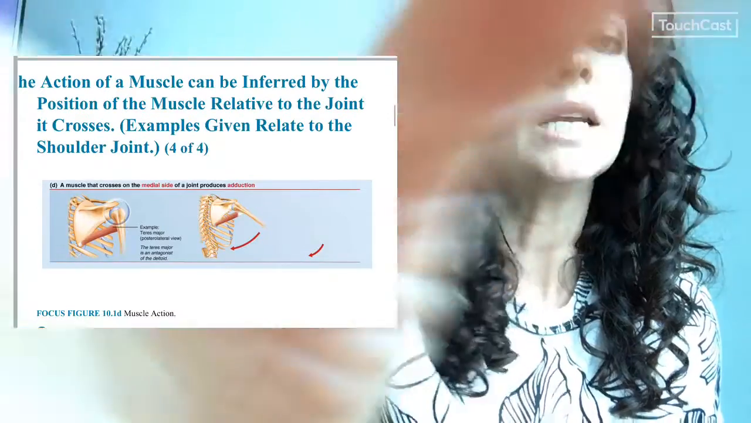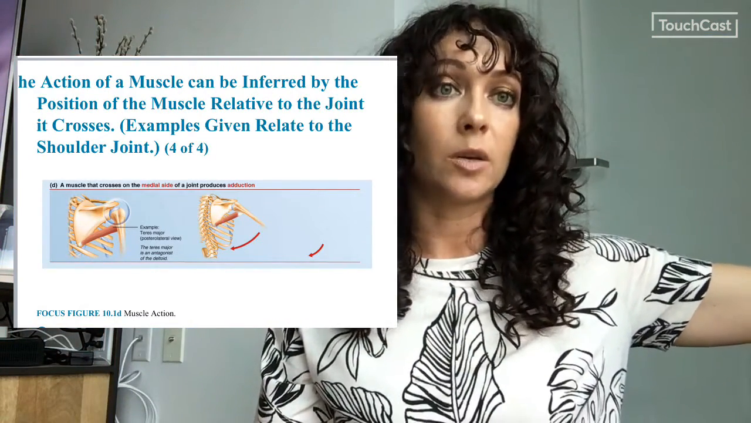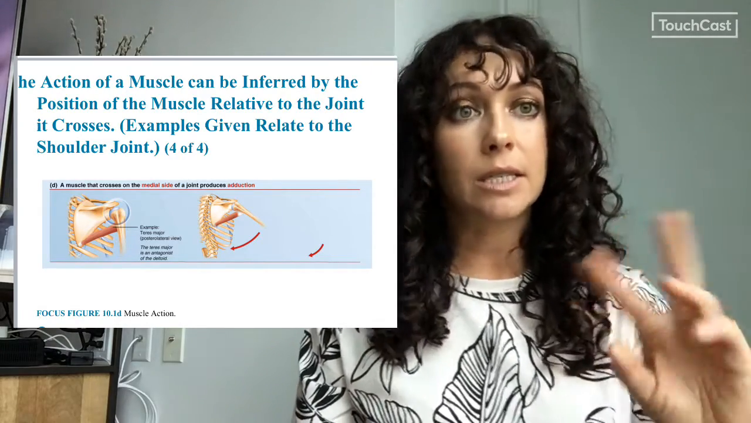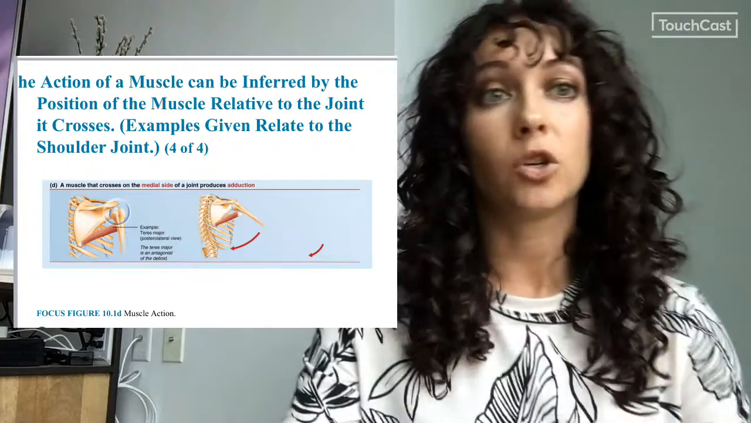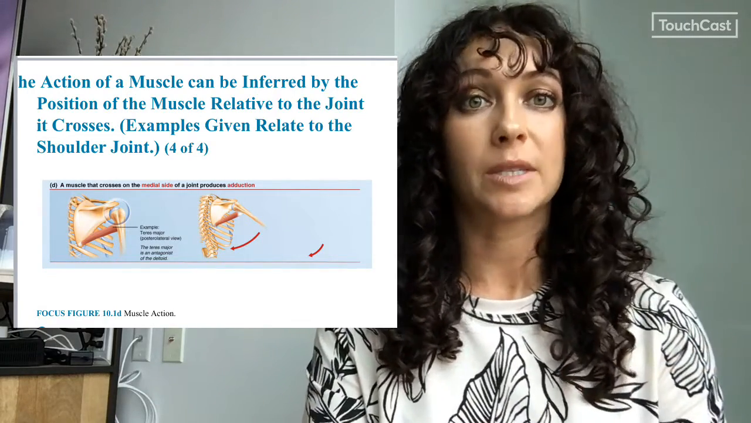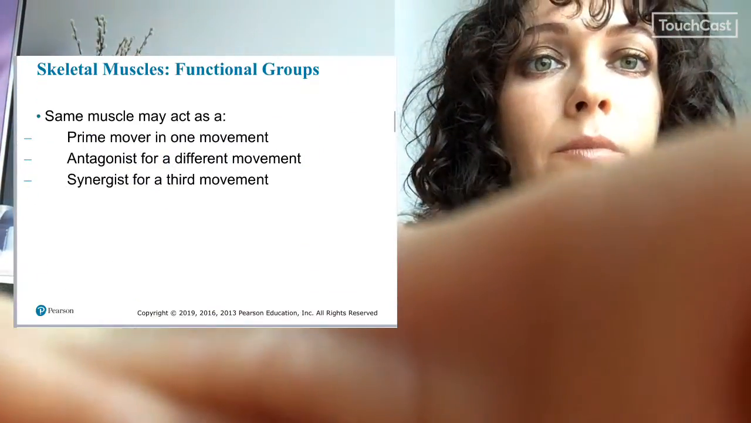Now, if something is on the medial side, so in this case, it is your teres major muscle, it is going to produce adduction. It's going to add it to the body. So you can see how just based on the position of a muscle on a joint, it is either going to support an action, it's going to do the opposite, and then we can tell which way that bone is going to be moving as well.